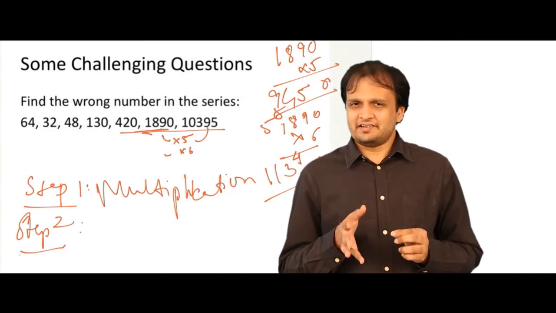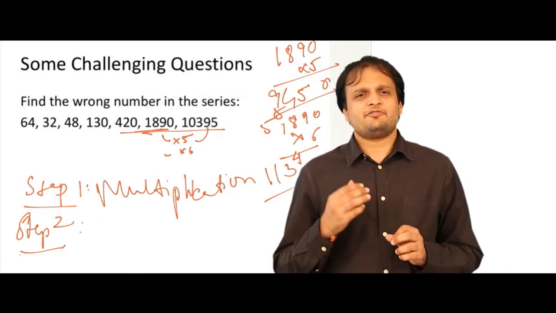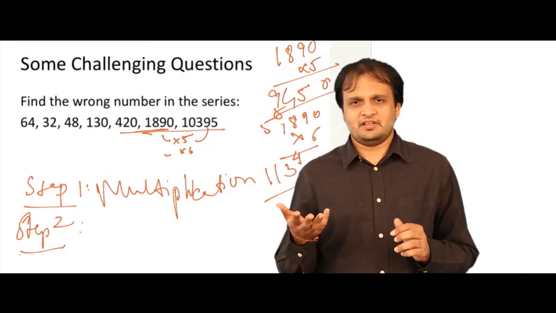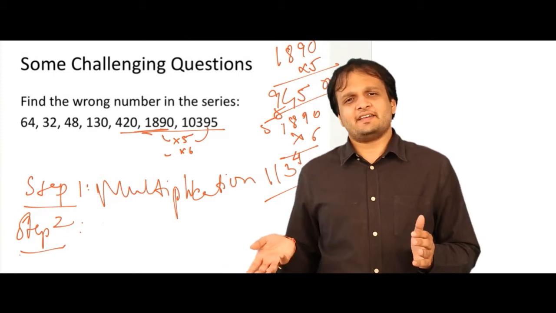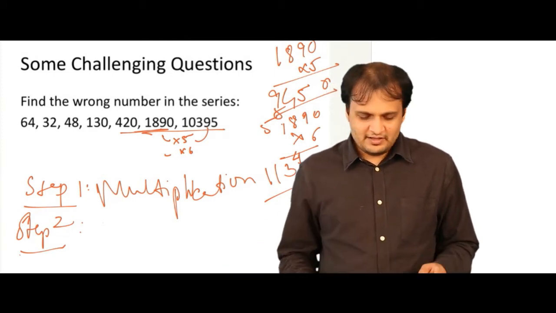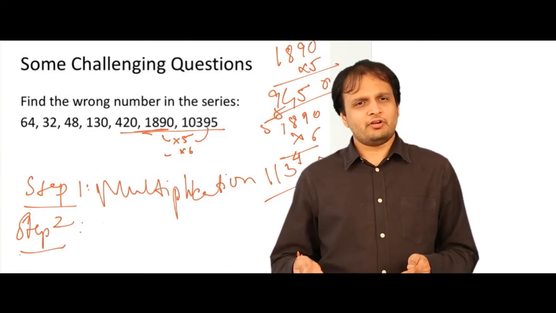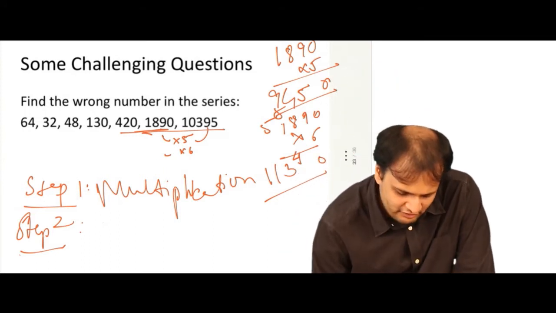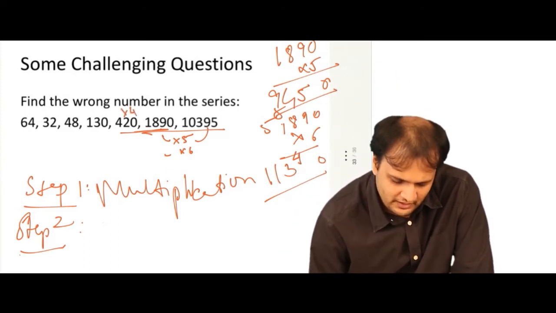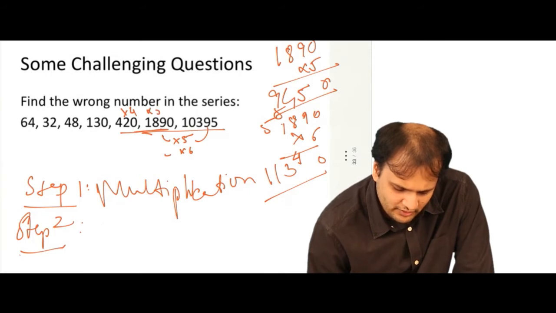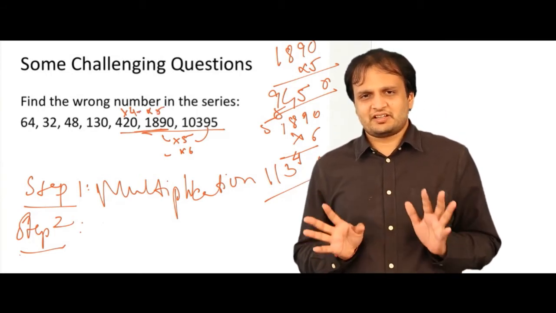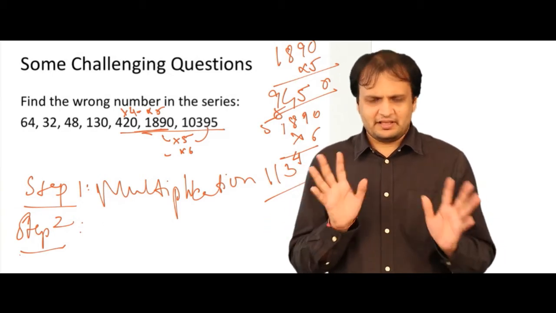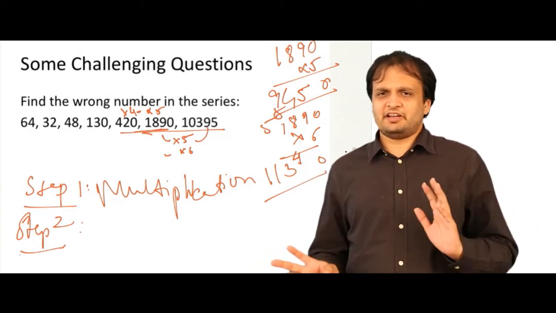420 is around 400. 1890 is around 1900. So far so good. So 400 into 4 is around 1600, and 400 into 5 is around 2000. Correct? So again, this is somewhere between into 4 and into 5. It is in between. Again, I can try 4.5 and check, but for the time being, let it be.